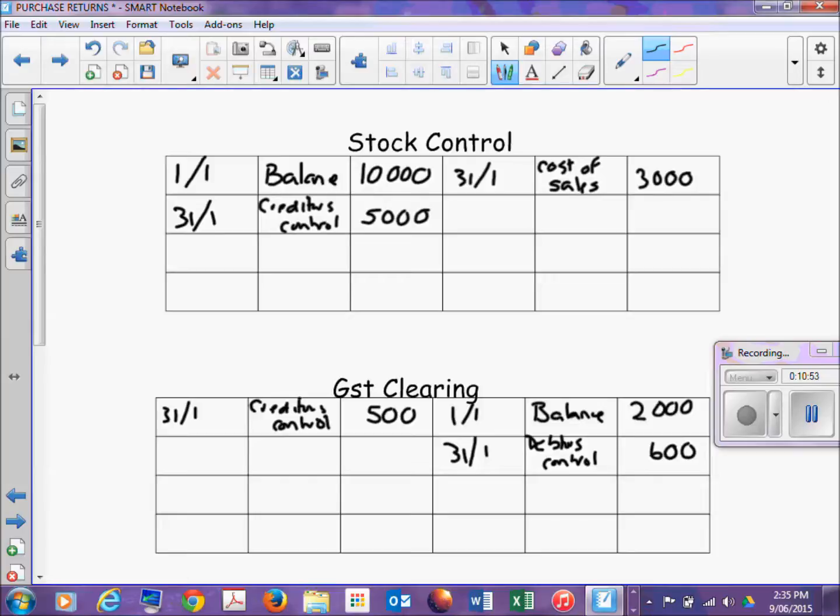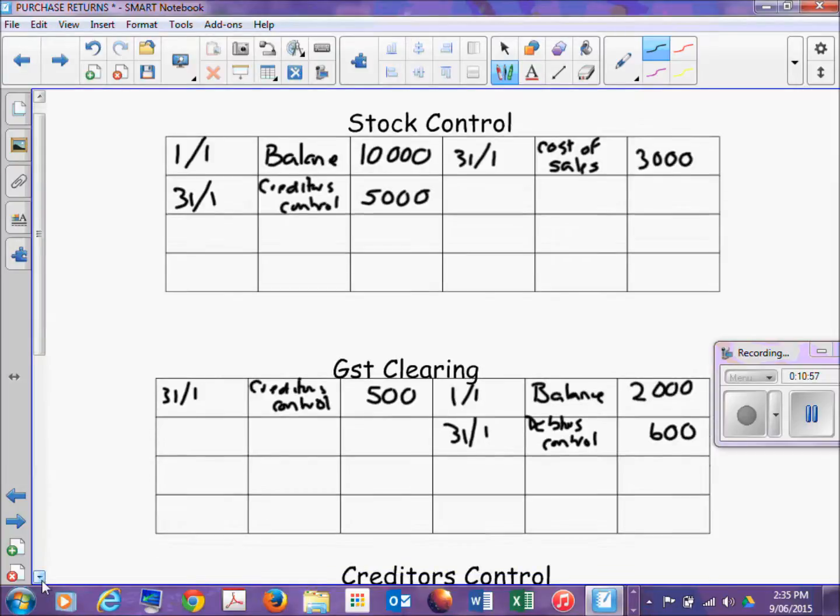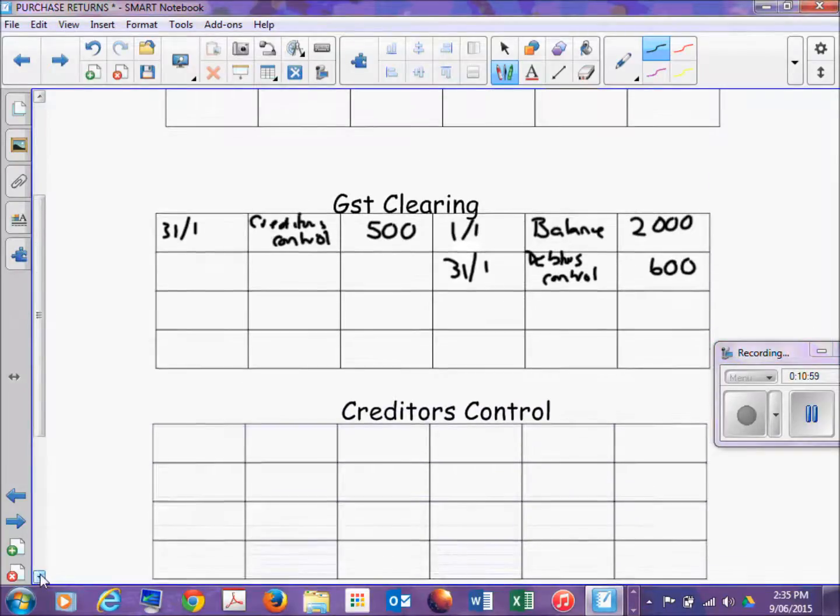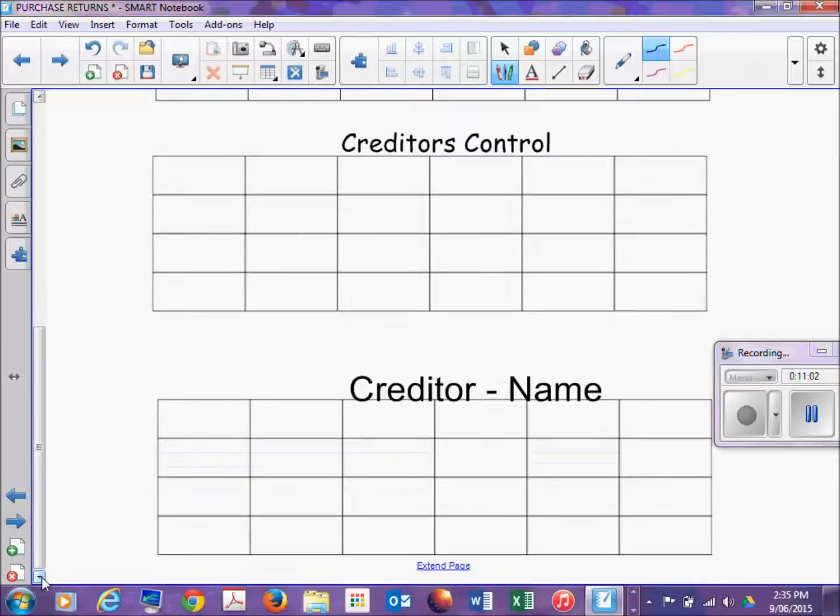All good to there? Everyone understand where the numbers are coming from? Okay. Let's go down to our creditors control. You won't have an opening balance. We'll just start that we didn't have any stock and we just bought some during this period. So if that happened, what side would it go on? Credit. The credit side. What will the cross-reference be? Stock control plus GST clearing. Beautiful.